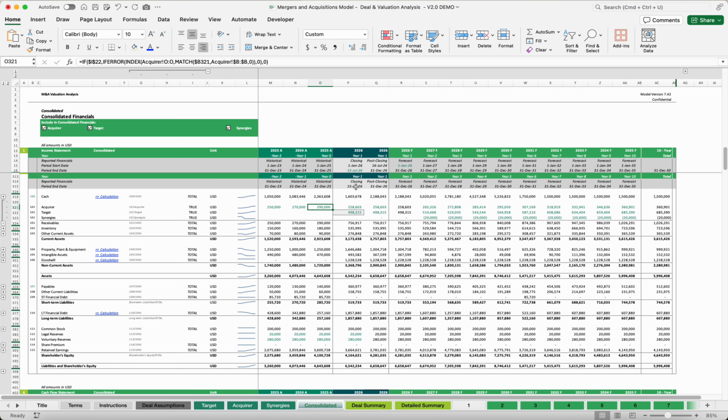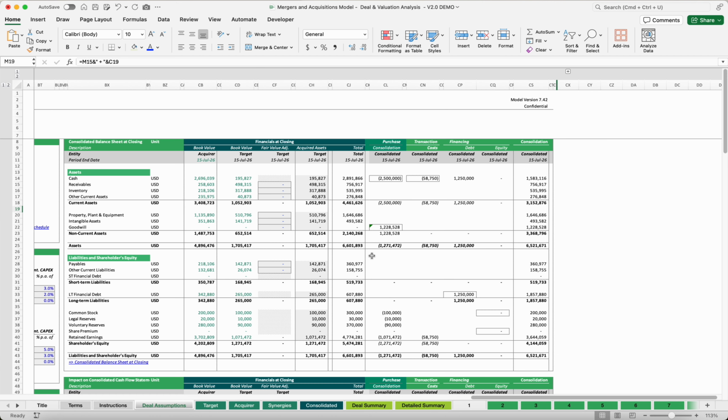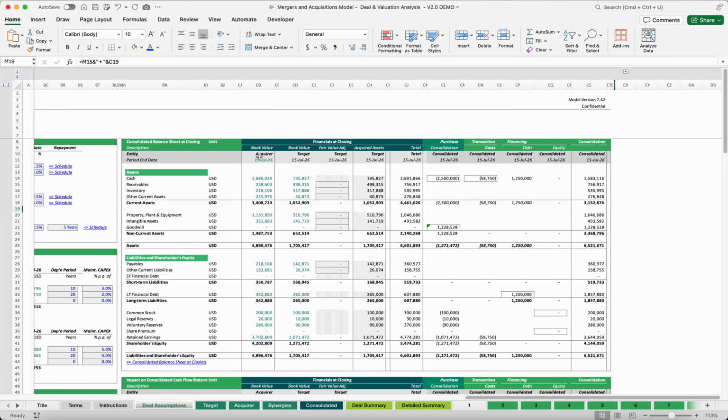So basically at the date of close, we start our consolidation, and in this case we add the assets of the target. This is a bit more tricky to do. So in this template, we have broken this down. We look at the acquirer's balance sheet. We look at which assets are going to be added. And then when we add this, we start consolidating.